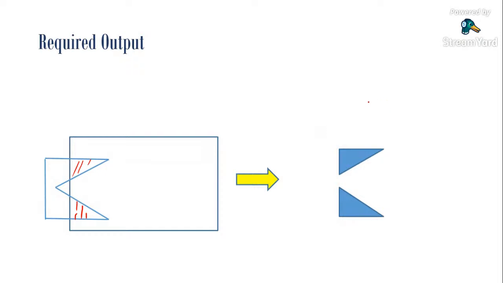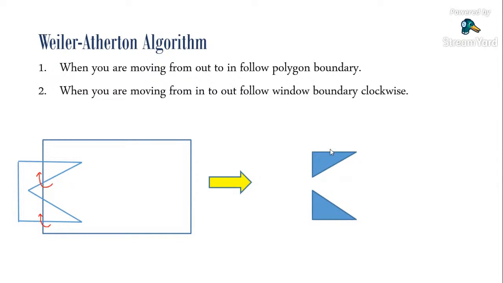So this is the right output, and to get the right output we must make some modifications in the Sutherland-Hodgeman algorithm, and that is called the Weiler-Atherton algorithm. The Weiler-Atherton algorithm applies all the rules from Sutherland-Hodgeman except a few additions. The additions are, whenever you are moving from out to in, you have to follow the polygon boundary. And whenever you are moving from in to out, at that time you have to follow the window boundary, to close the figure clockwise.